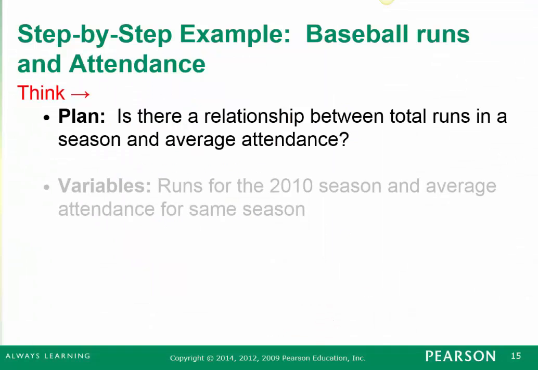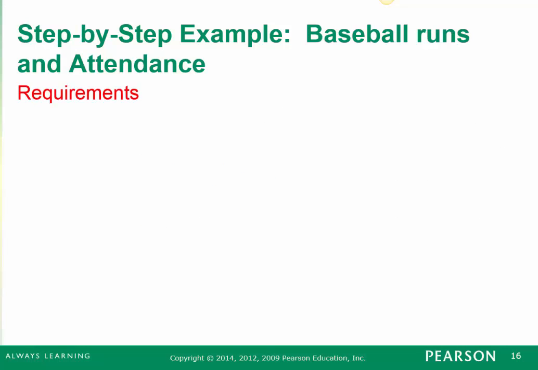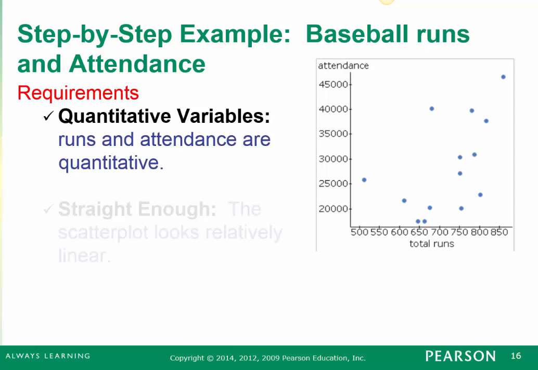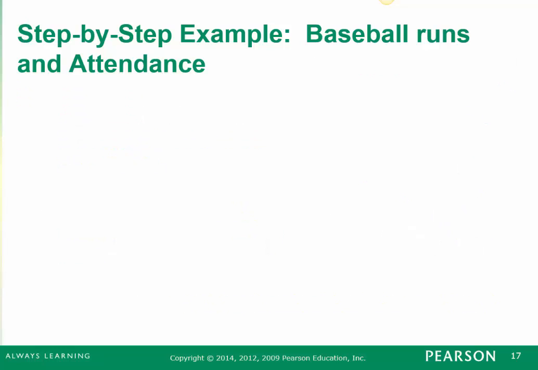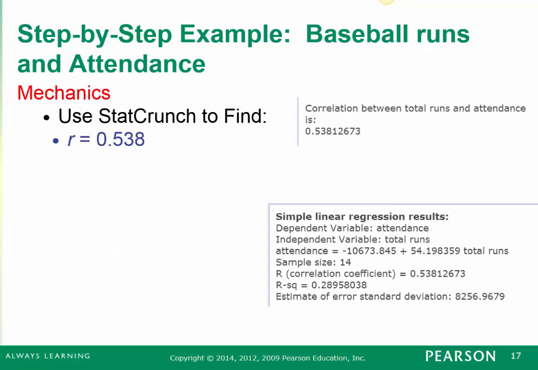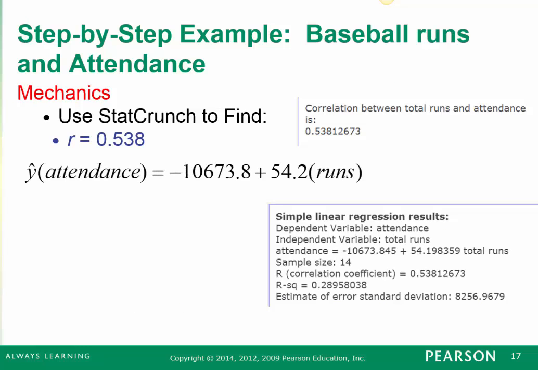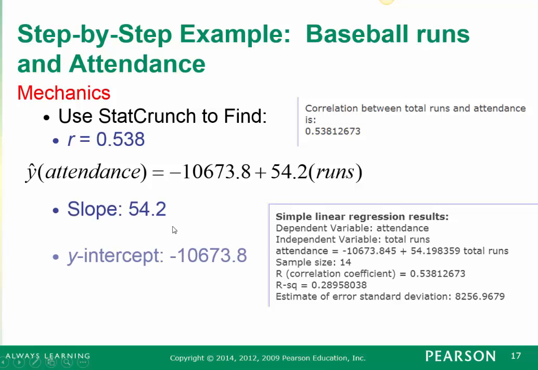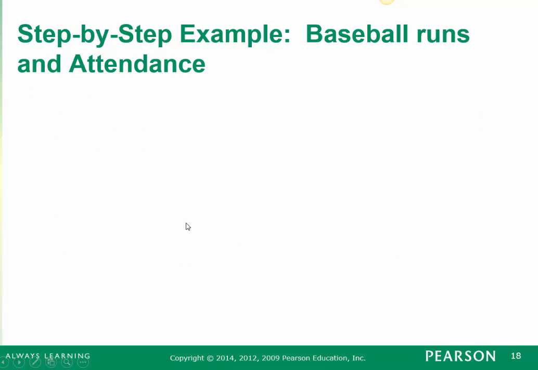And I've got all those windows in here. So there was the check of the conditions, and then we did the correlation, and then we did the linear regression, which you just saw in the window that I had open. So I can write the regression equation. Y hat is the attendance that we're trying to predict. Here's the y-intercept and here's the slope. So the slope tells us what? The slope tells us that every additional run on average is going to add about 54 people to the attendance.